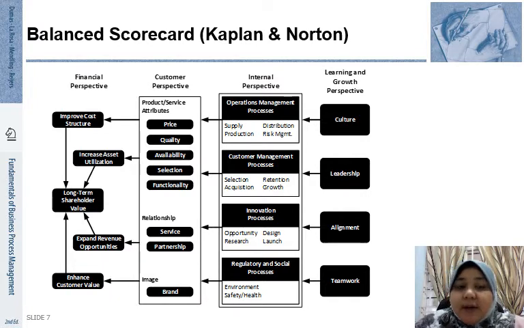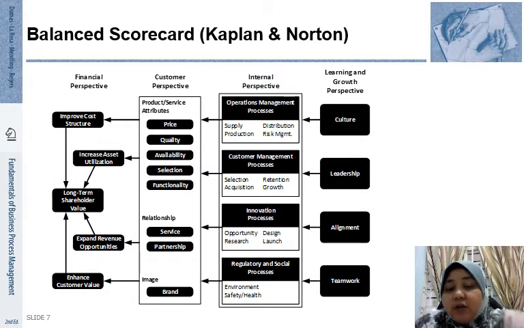Then inside this financial perspective, what do we have? We have improved cost structure. We have long-term shareholder value. We have enhanced customer value. So in between tu kita ada increase asset utilization and expand revenue opportunity.